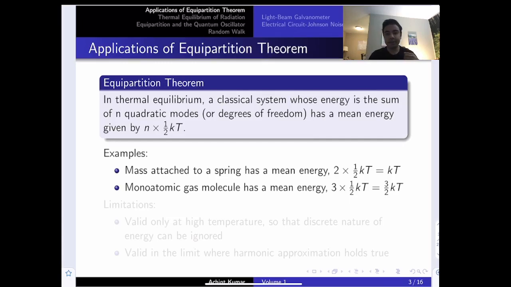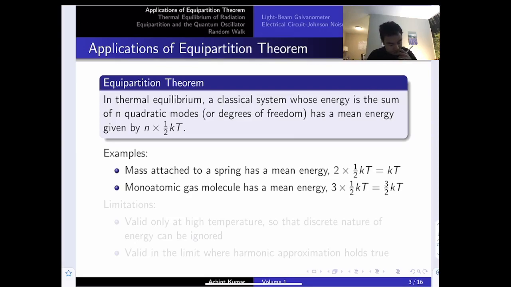So as an example, think of a mass which is attached to a spring. This mass has energy given by the sum of its kinetic energy, which is half mv squared, and potential energy, which is half kx squared. So the mean energy is 2 times half kT.